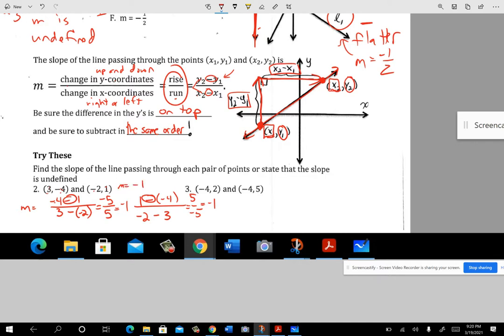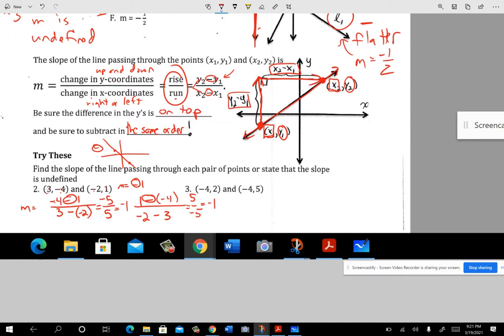Now, something I recommend you do is a quick sketch of the points. Don't put tick marks. You don't have time to do that, but 3, -4 would be somewhere over here. -2, 1 would be somewhere here. And when I look at it, I can see that line is falling. So if it's falling, it should have a negative slope. And that way you might not mess up on at least that part of it.